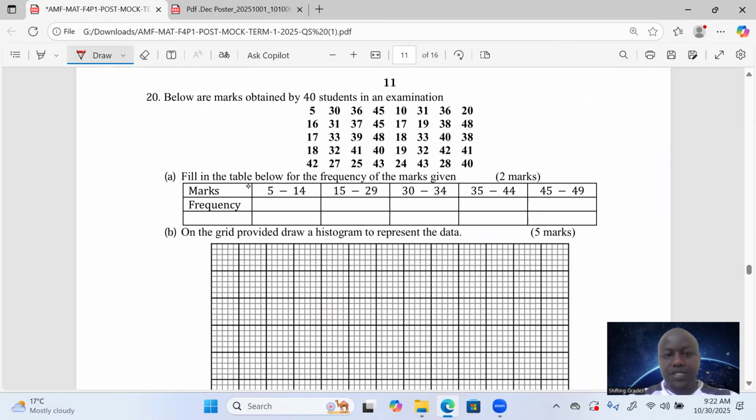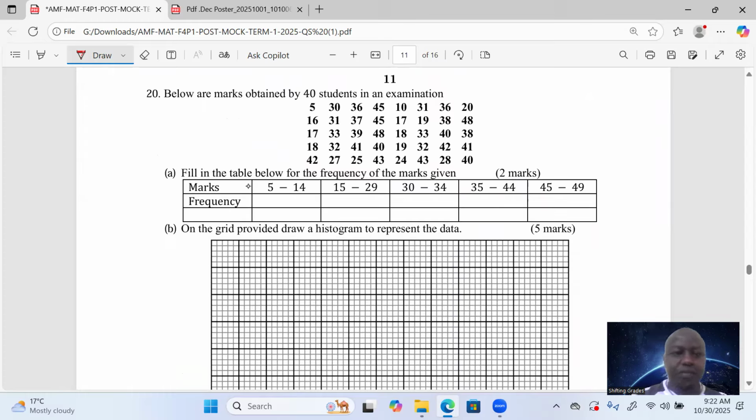Proceeding to statistics 1, number 20. Now, below are marks obtained by 40 students in an examination. Fill in the table below for the frequency of the marks given.